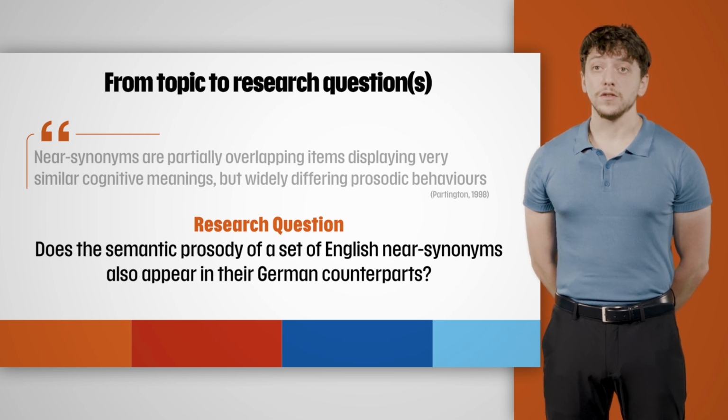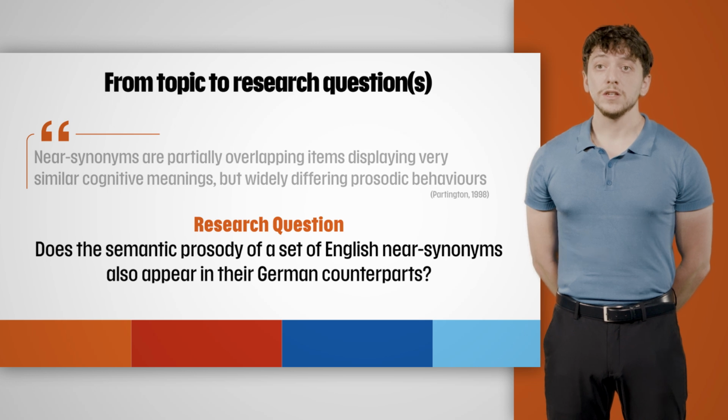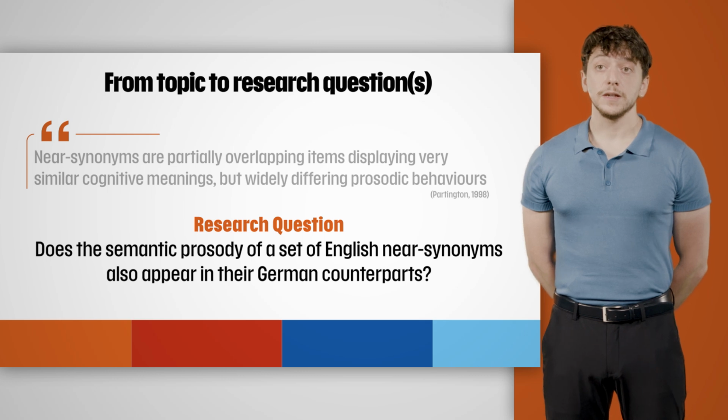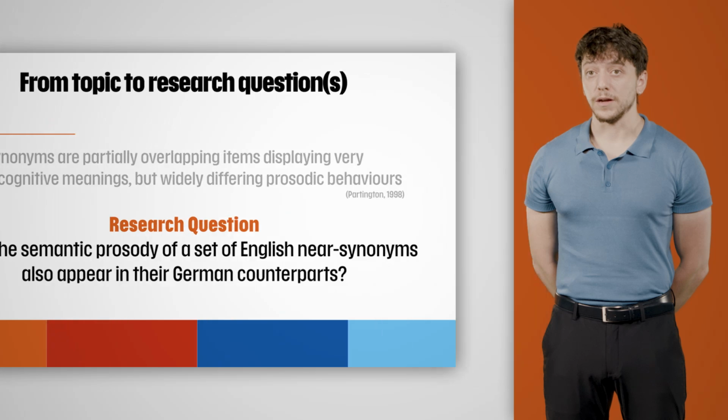To do this, I focused on two sets of expressions that relate to the concept of consequence, some of which had already been analyzed in earlier studies. So, rather than starting from scratch, I built on existing research and extended it by adding a new cross-linguistic dimension. This led me to my research question. Does the semantic prosody of a set of English near synonyms also appear in their German counterparts?